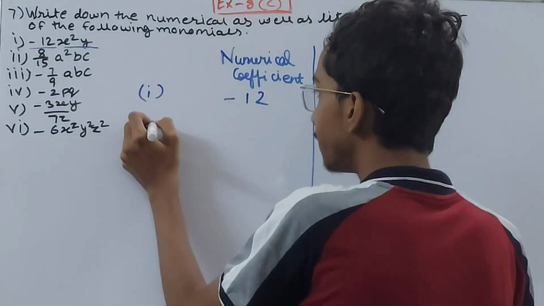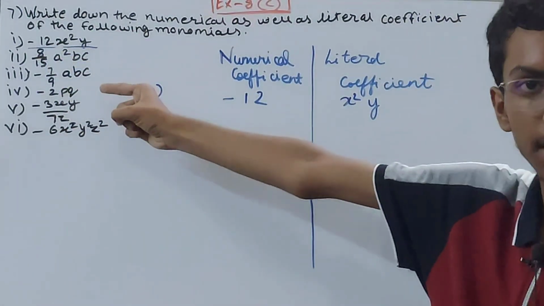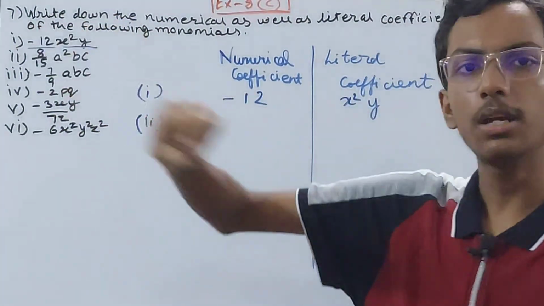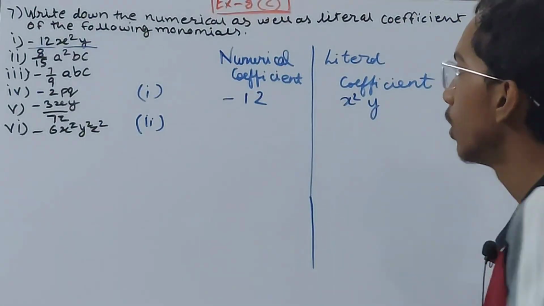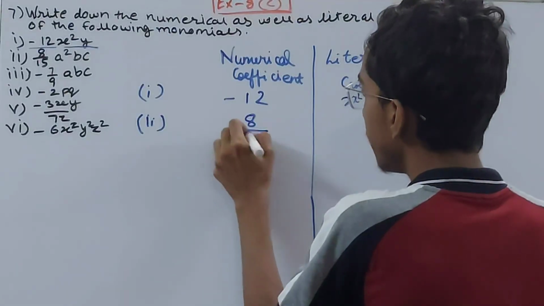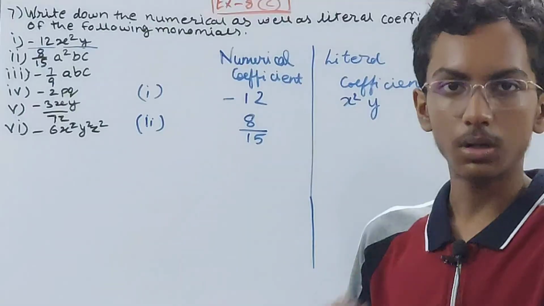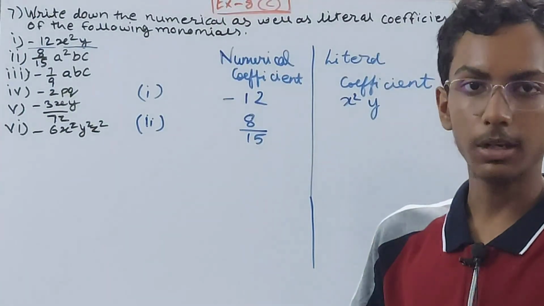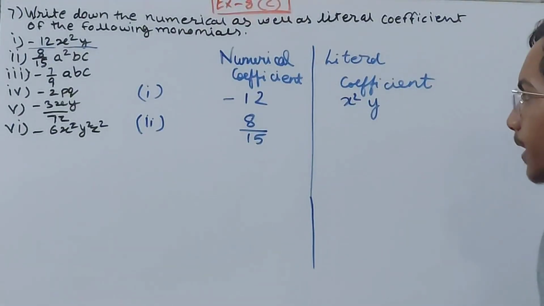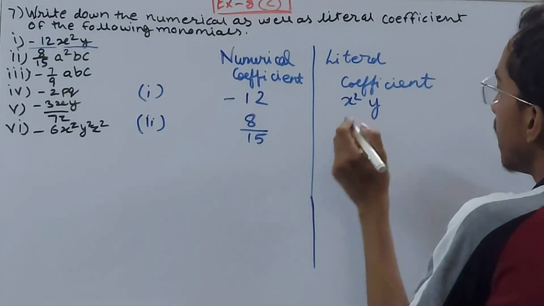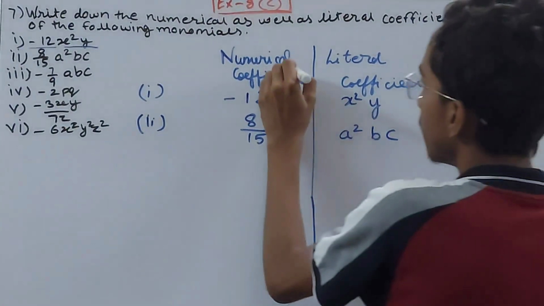See the second part now. In the second part, we have 8 upon 15 a square bc. 8 upon 15 is a number, yes or no? It's a fraction, it's representing a numerical value, a fixed value. So what will this be? 8 upon 15 will be a numerical coefficient. You can also say all the numerical coefficients are constants. The constants are in the numerical coefficients, the variables go in the literal coefficients. This way also you can say it. 8 upon 15, and then the variables will come here, so a square bc is left, that will be the literal coefficient.